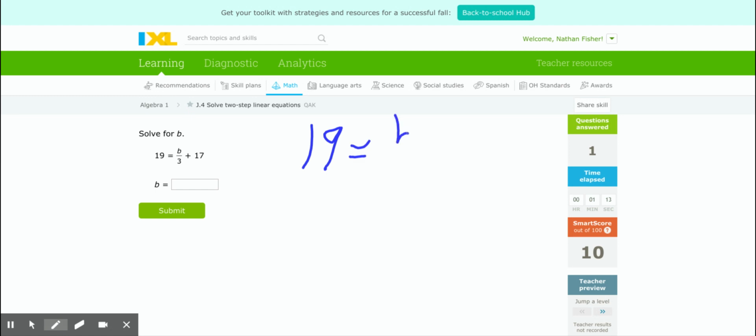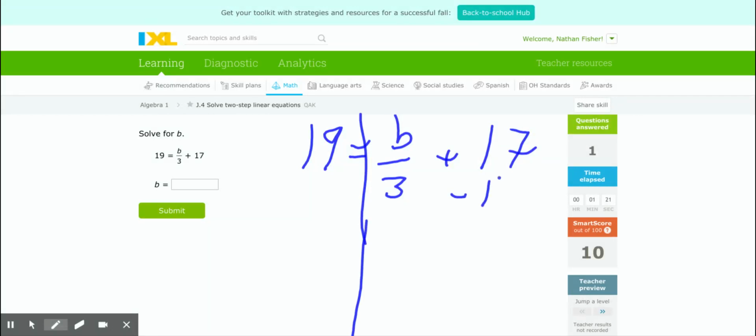19 equals b over 3 plus 17. Same thing as before. I want to get rid of the 17 first because it's being added on. So I have b divided by 3 left over equals 19 minus 17 would give me 2. Now this is a little different.